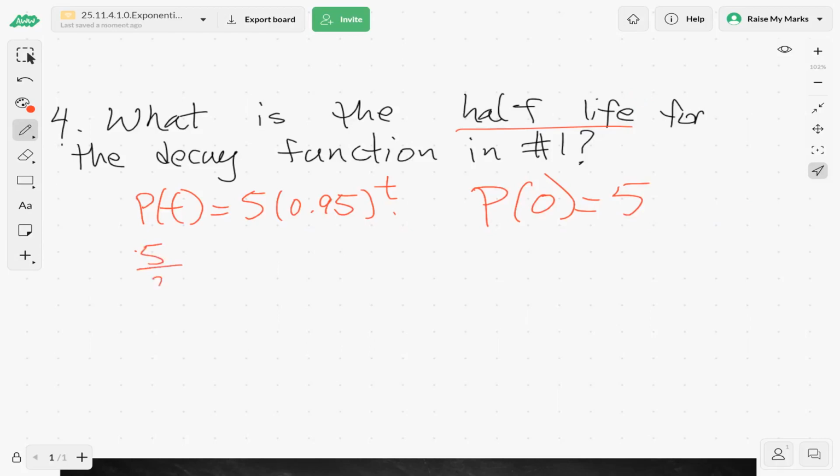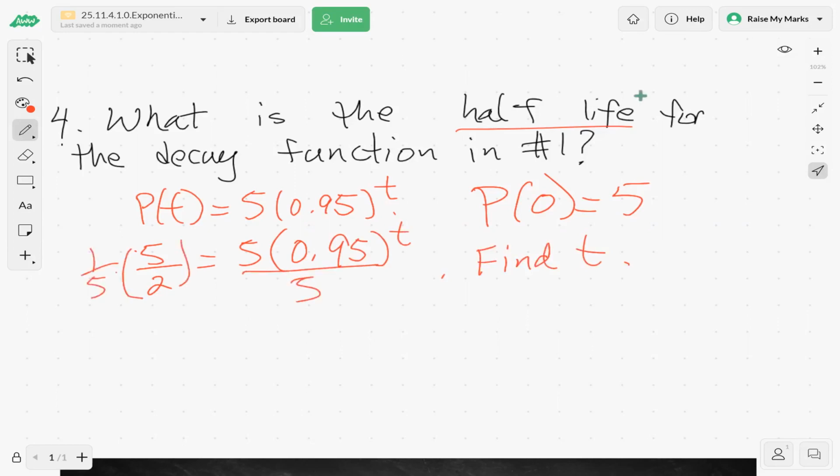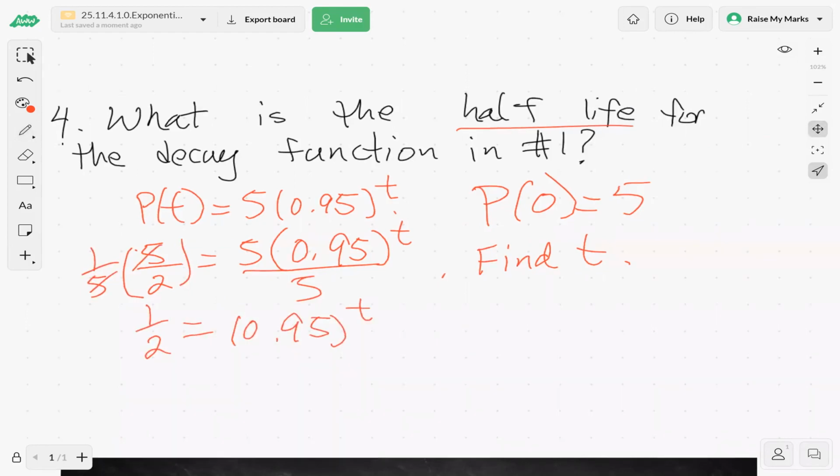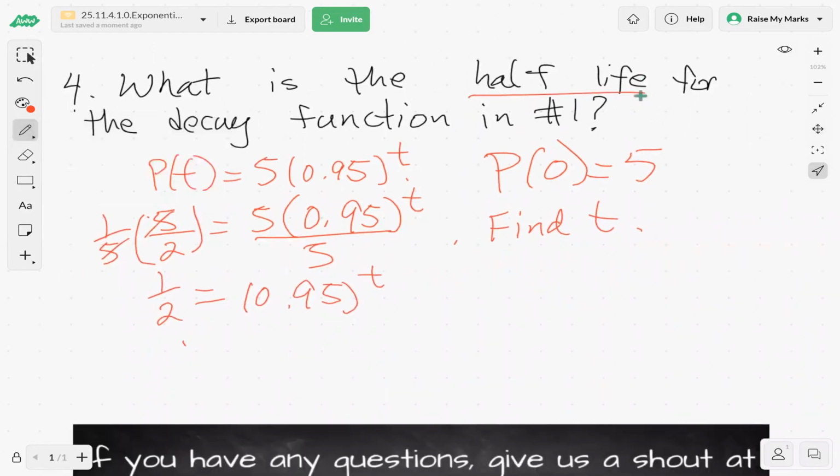So 5 over 2 equals 5 times 0.95 raised to the power t, and we need to find t. Okay, so let's do this. We can divide both sides by 5. We end up with 1/2 equals 0.95 raised to the power t. So now, what should we do? I think we should use logarithms on both sides.